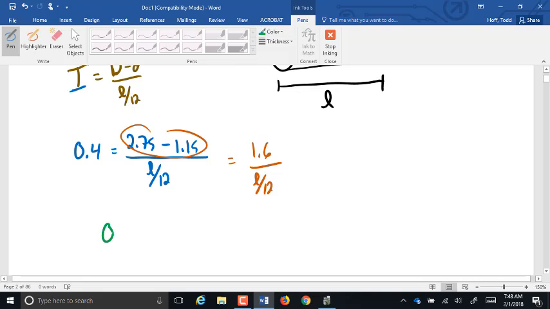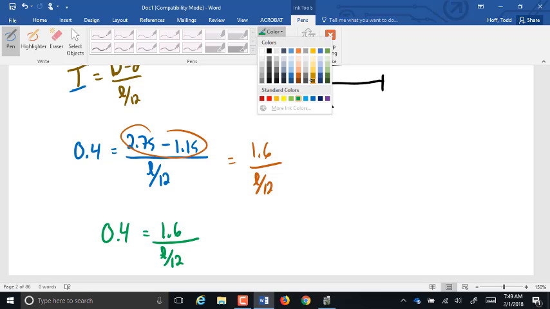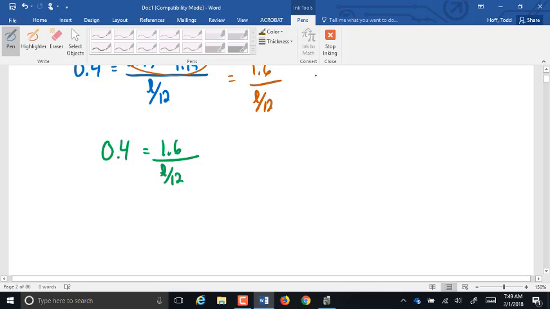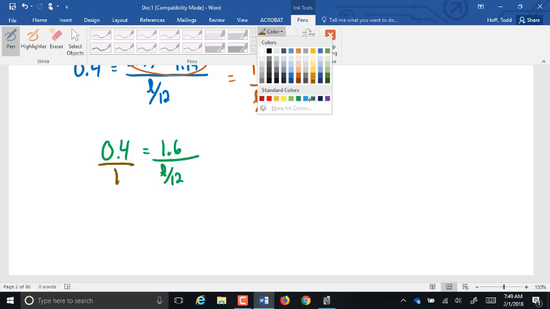So what we have here is 0.4 equals 1.6 over L divided by 12. Now we have a dilemma. How do we solve for that? I'm going to do this. The other thing we could have done, we could have multiplied by L over 12, but it's going to end up being the same thing. I've made it into a proportion is what I've done here.